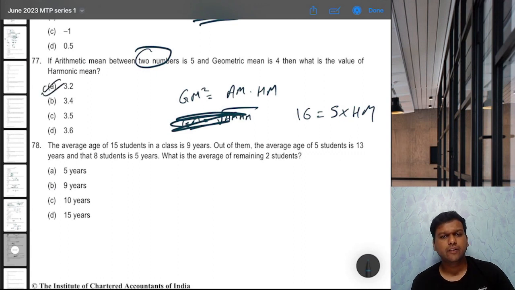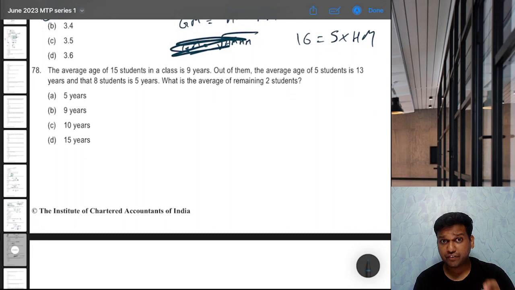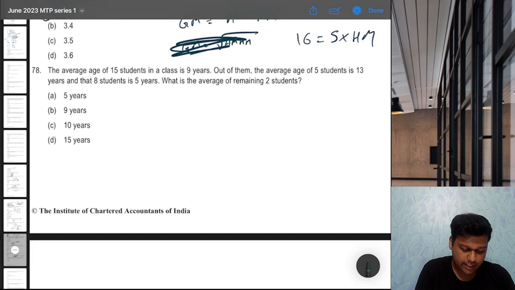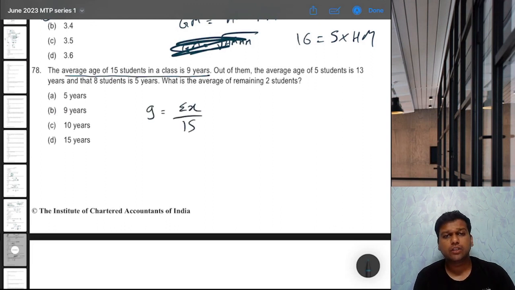Okay. Next, 78. The average age of 15 students in a class is 9 years. Out of them, the average age of 5 students is 13 years and of 8 students is 5 years. What is the average of the remaining 2 students? Okay, understand? The average age of 15 students is 9 years. That means they are saying the average is 9 for 15 students, right? So what is the sum of the age of everyone? 15 into 9, that is 135.